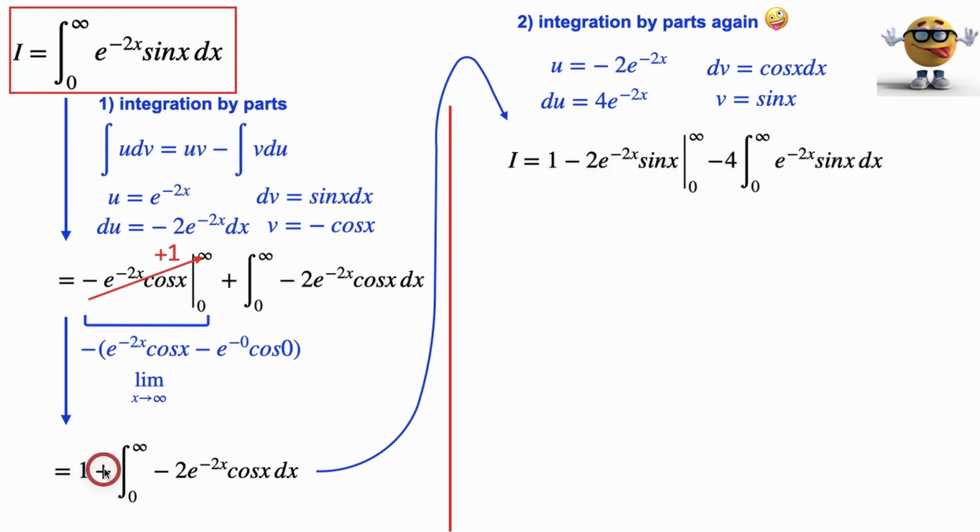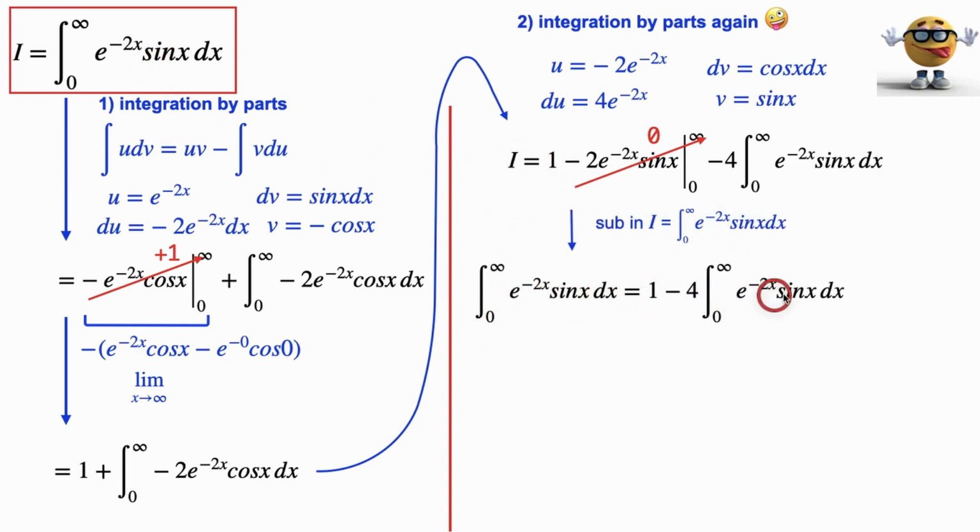So this 1 comes along for the ride. Now if we look at this term, as x goes to infinity, this goes to 0. And sine of 0 is 0, so this whole term is 0. So that's cool. And if we substitute I for the integral we're trying to evaluate, this is what our equation becomes right here.